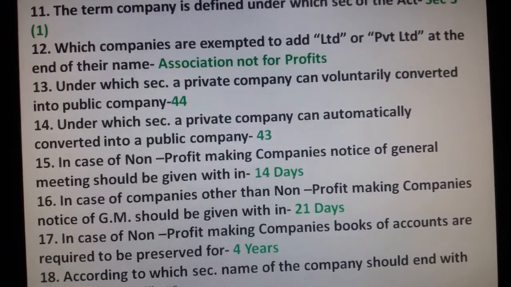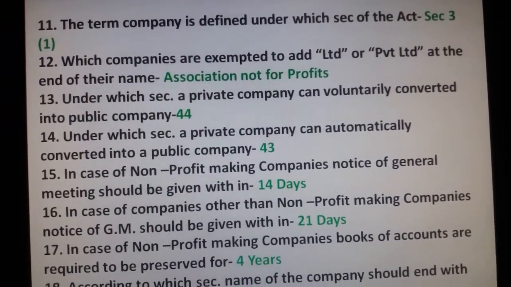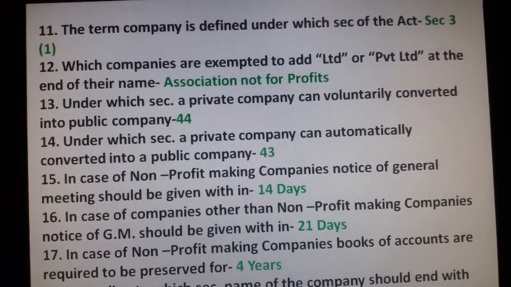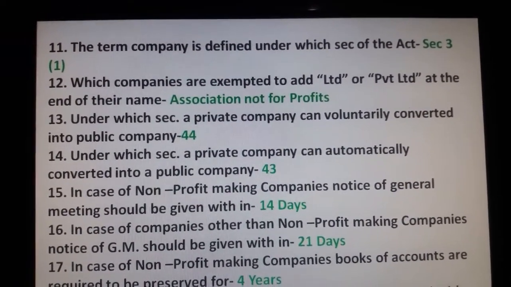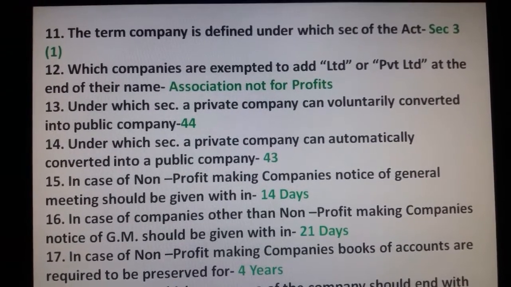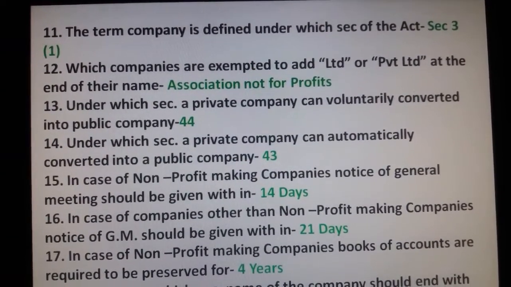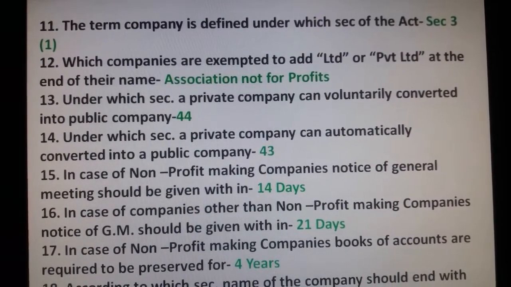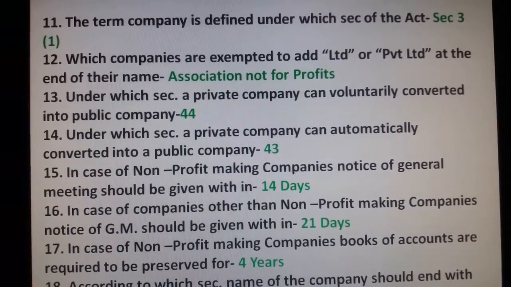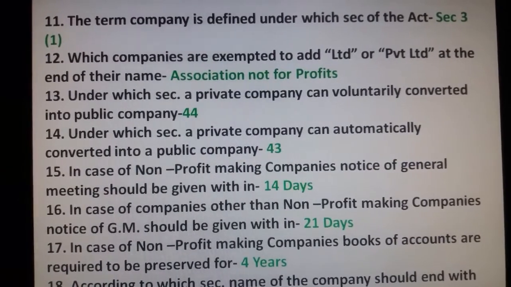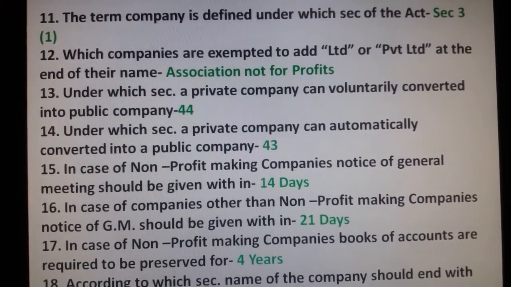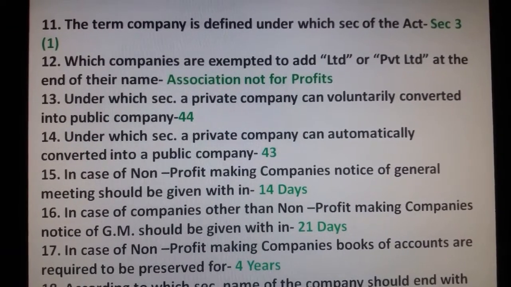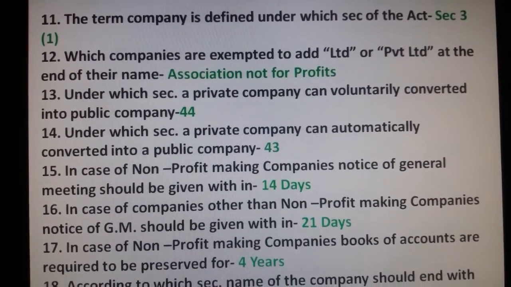Association, not for profit. Question number 13. Under which section can a private company voluntarily convert into a public company? 44. Under which section can a private company automatically convert into a public company? 43. In case of non-profit making company, notice of general meeting should be given within 14 days. In case of companies other than non-profit making company, notice of general meeting should be given within 21 days.